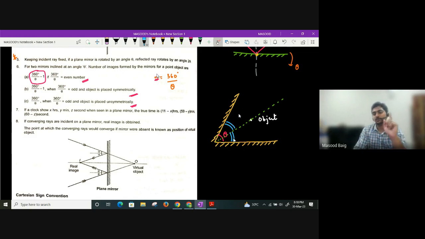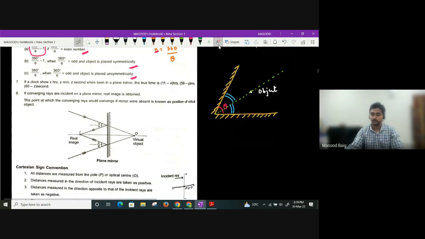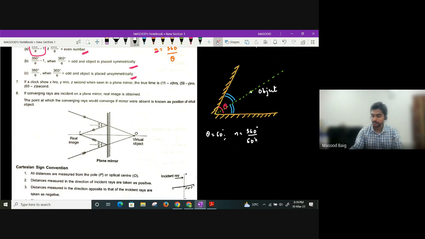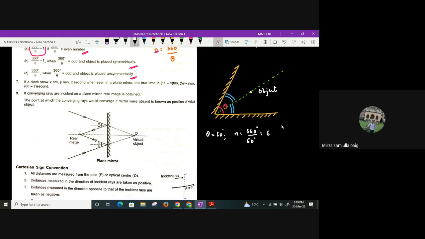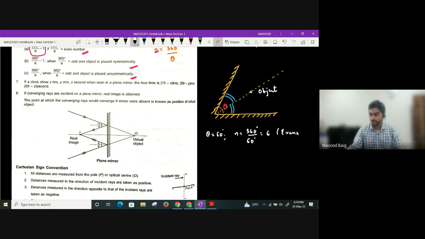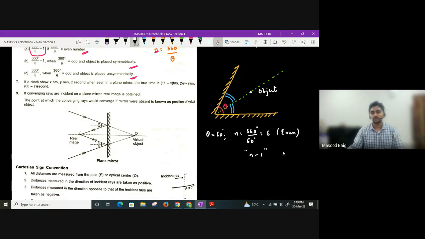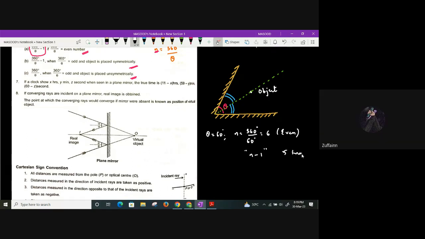So when n is even, how many images? Suppose I have taken theta as 60 degrees. What did you get as n value? 6. N value you got is 6, which is even or odd? Even. So how many images will there be? N minus 1, which is 5 images. Clear, all of you?